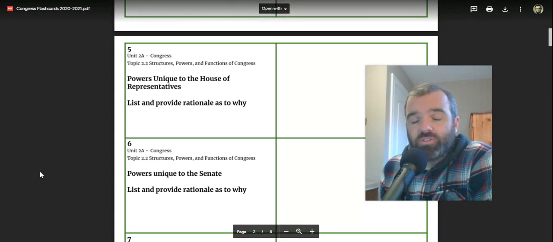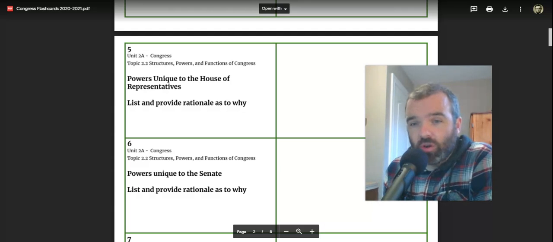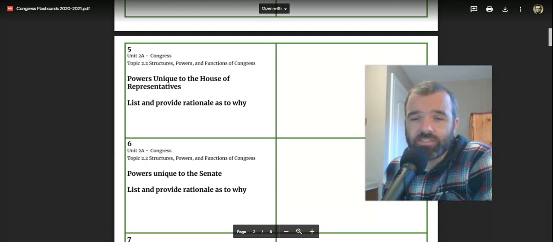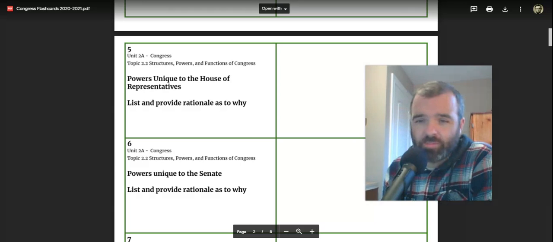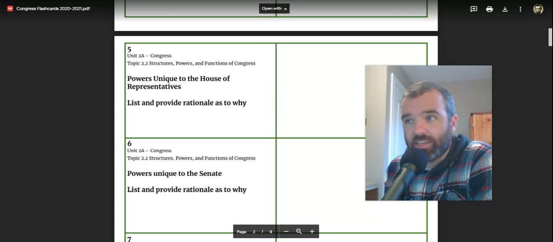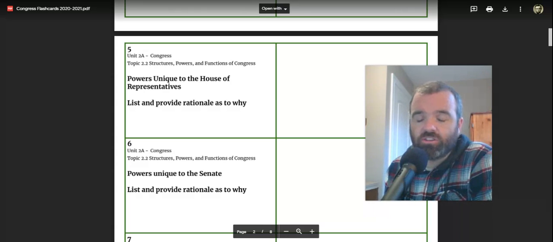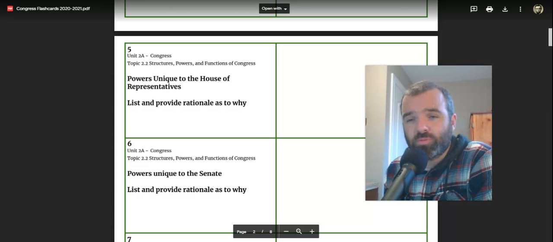The Senate approves major presidential appointments, most notably judges to the federal courts, but also cabinet officials. This is a very important process. The Senate has a lot of control, especially if they are controlled by a party that is opposite to the president. They have a lot of influence over who the president can select to these important positions. In the Senate, they have the trial for impeachment. So there's a two-step process to impeachment: impeaching in the House, trial in the Senate. The Senate also approves presidential treaties.